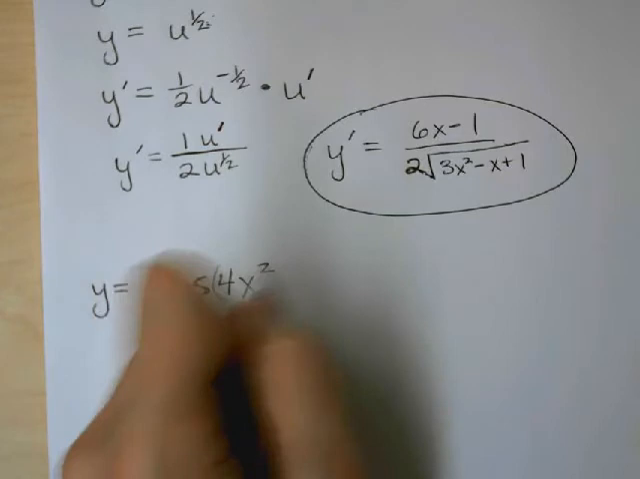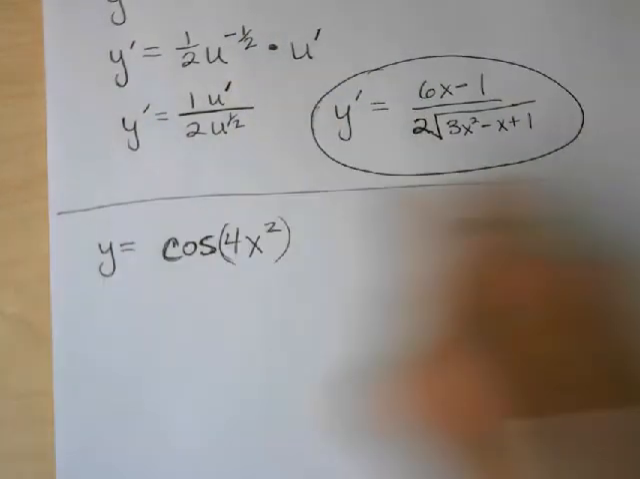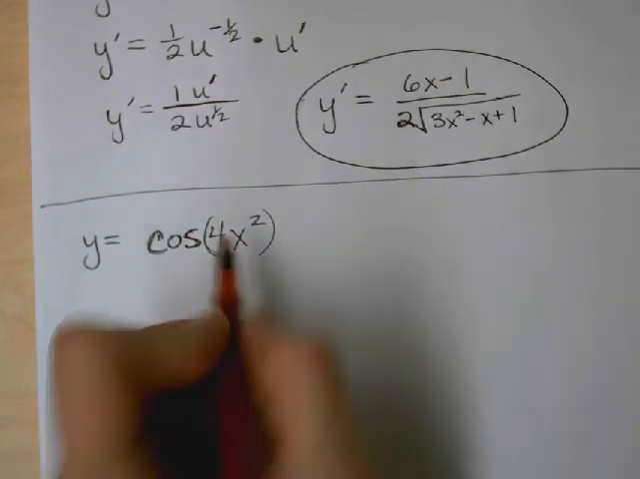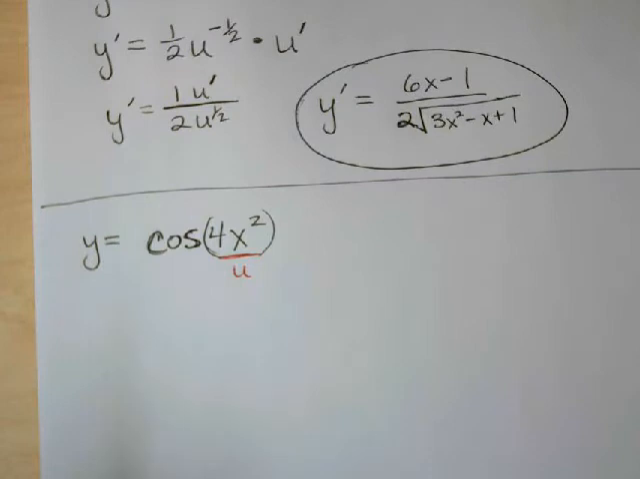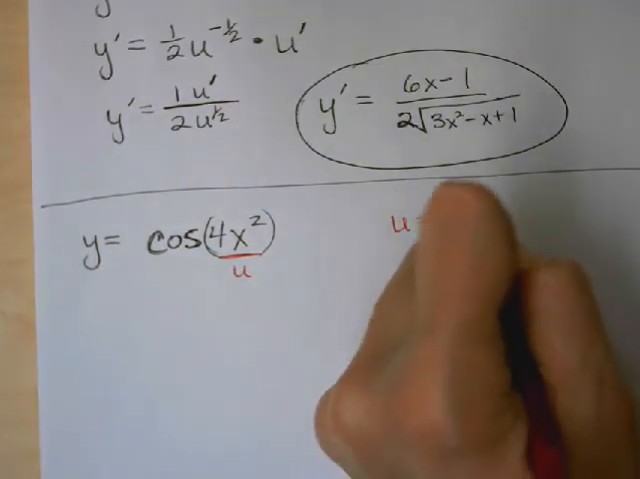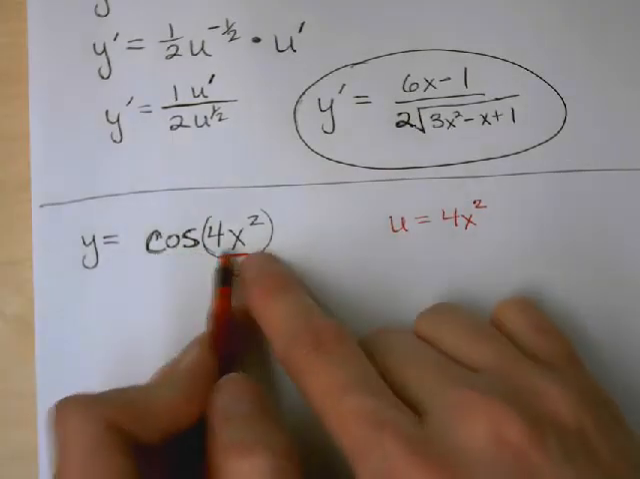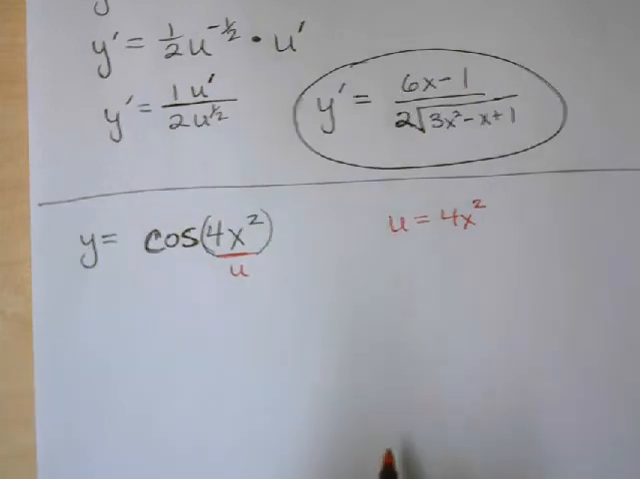So, cosine of this. Let's try a trig one. So, this part inside is like u. So, u equals 4x squared. See, it's like f of x is cosine and g of x is 4x squared. Yeah, so cosine of 4x squared.